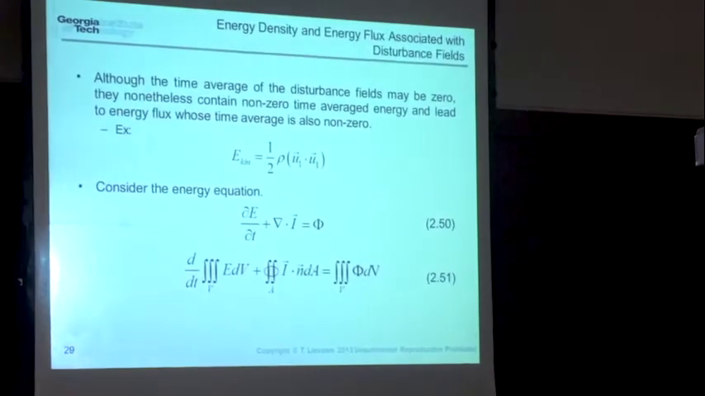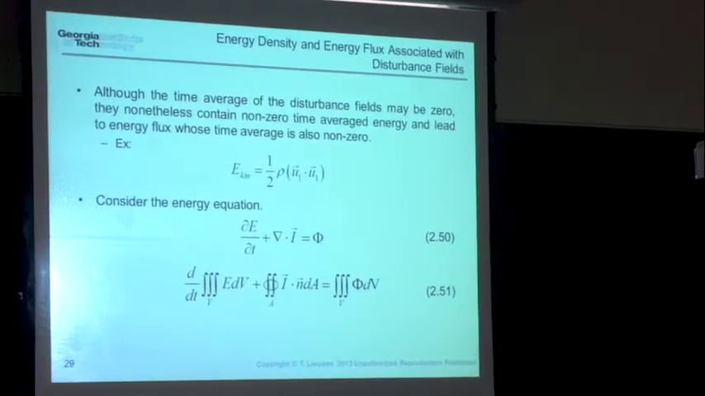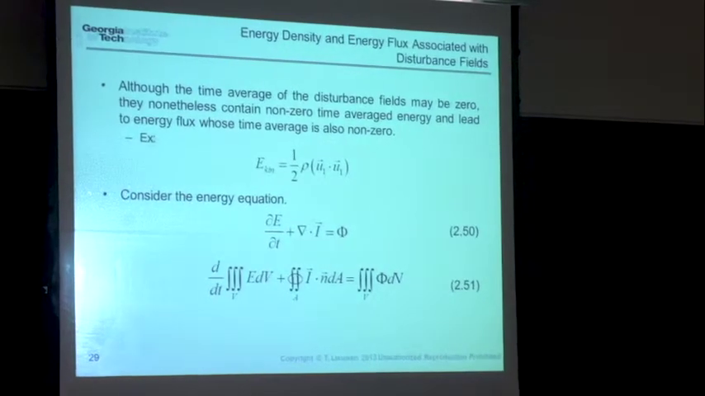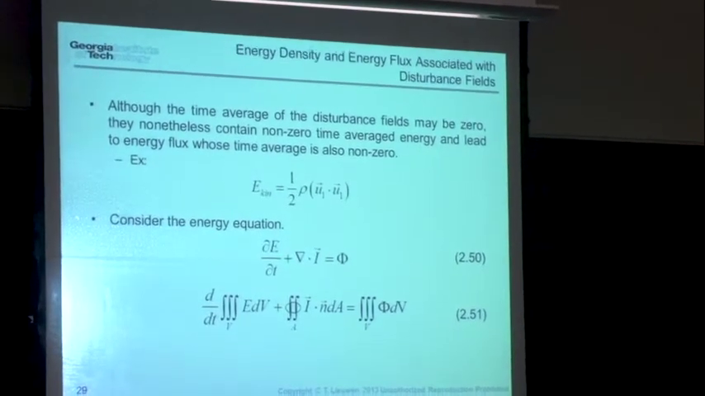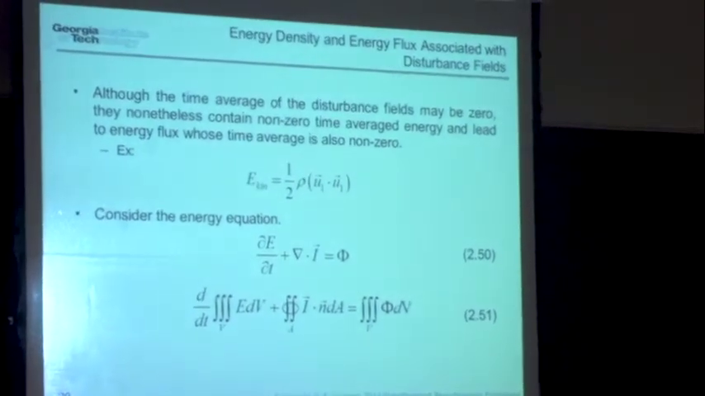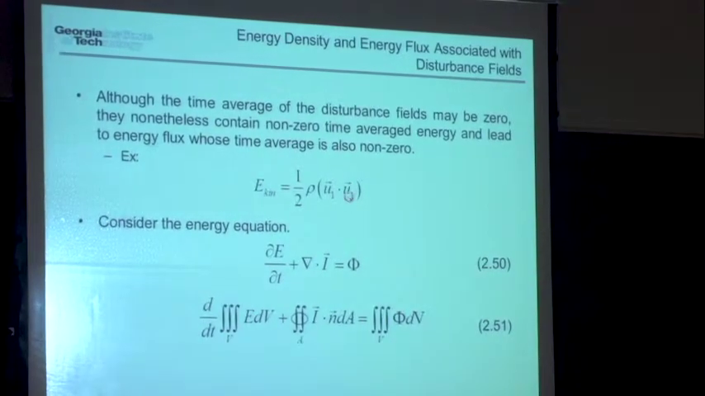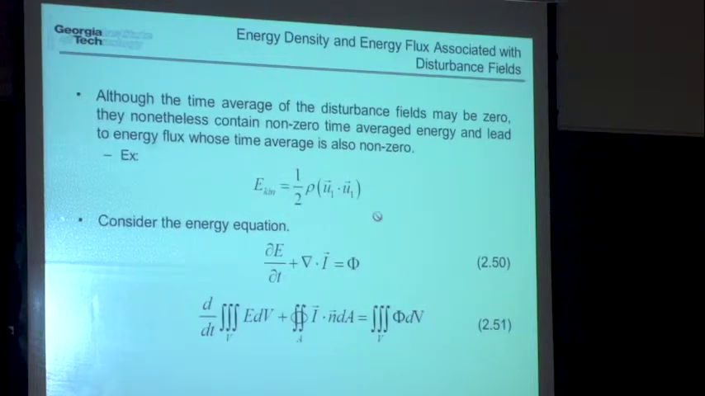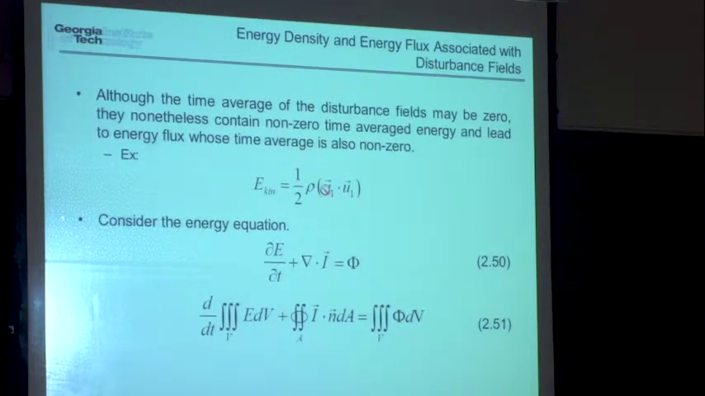Okay, let's talk about disturbance energy and energy flux. Although these disturbance fields may have a zero time average, they nonetheless contain non-zero time-averaged energy. For example, if you have a fluctuation in velocity, there is kinetic energy associated with that velocity. So the time average of u1 is zero, but the time average of the kinetic energy is non-zero. In the same way, there would potentially be a time-averaged flow of energy associated with these different types of disturbances. By the way, these equation numbers exactly correspond to those in my book.